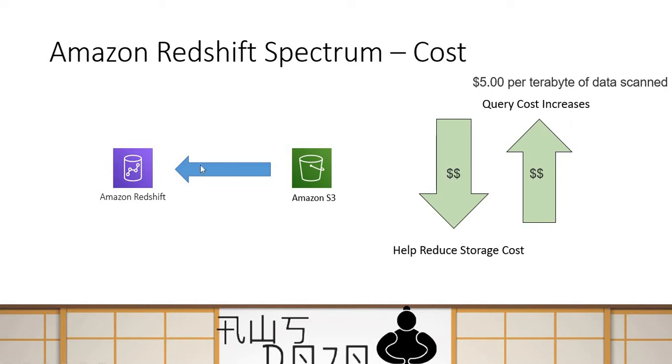When you have data inside Redshift only, there is no query cost. You only pay for the Redshift cluster, and you are good. But if you are offloading your data into an S3 bucket, then you are paying for the query of the data. So in your business case, you have to see, by offloading your data to S3, how does this whole joint cost look? So that's something to take care of.